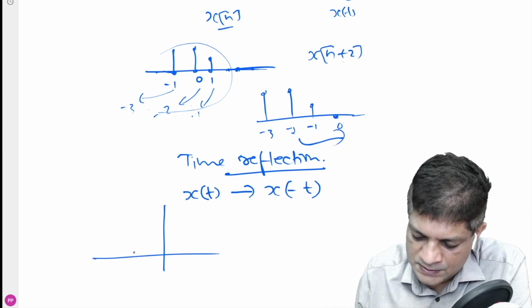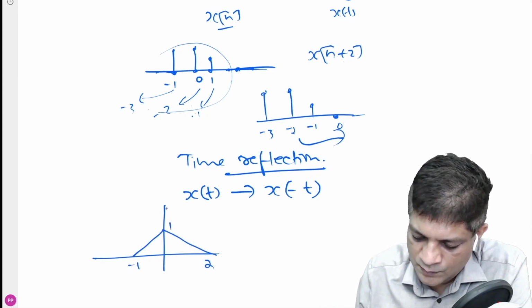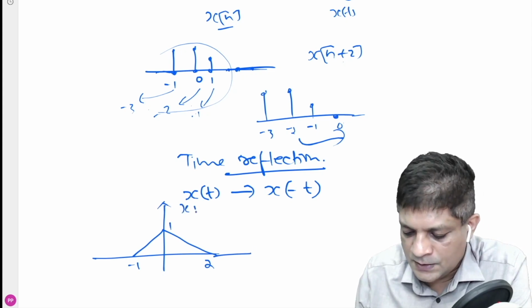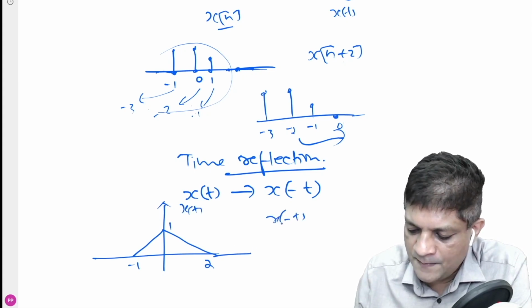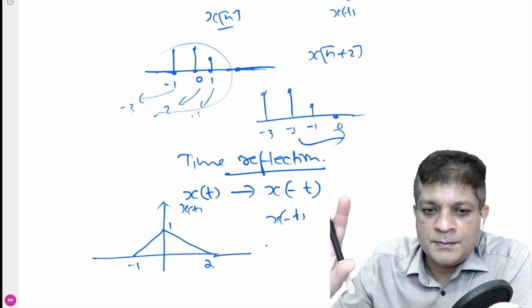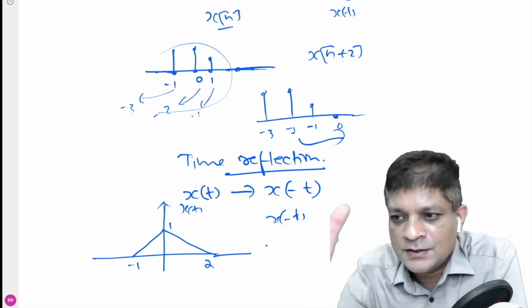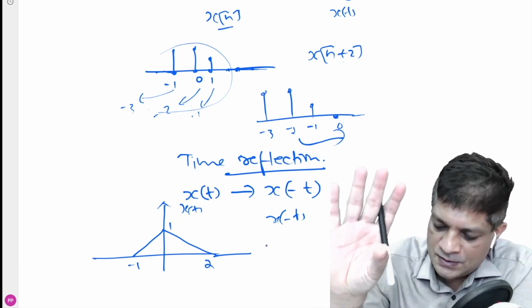For example, this is the signal x(t), with points at -1, 2, 1. What is x(-t)? It is the mirror image. Mirror means it is a reflection about the y-axis, isn't it? Is it the reflection about the y-axis?